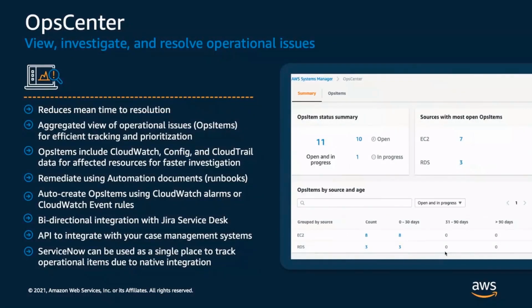Next, this is the focus of this presentation. We're going to dive into Ops Center. Ops Center is designed to help you view, investigate, and resolve operational issues. The main concept is that other tools, in this example CloudWatch, are going to generate what we call an ops item, or an operational issue, which we can prioritize and even respond to using runbooks or automation documents. That's the whole idea behind Ops Center, and that's what we're going to explore in a minute.